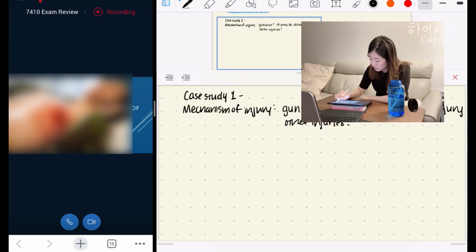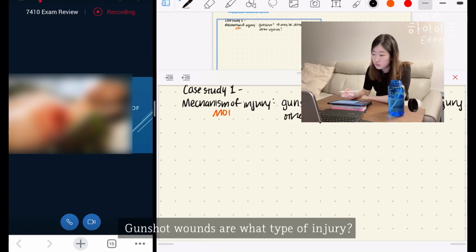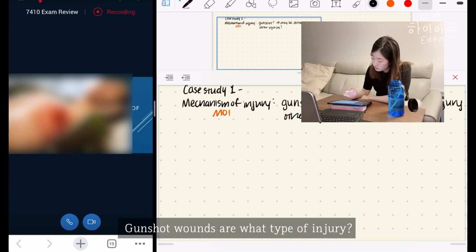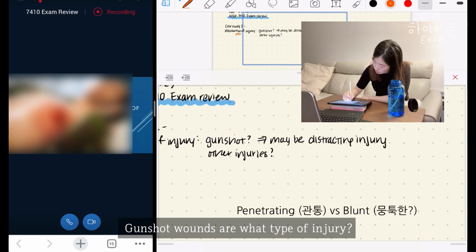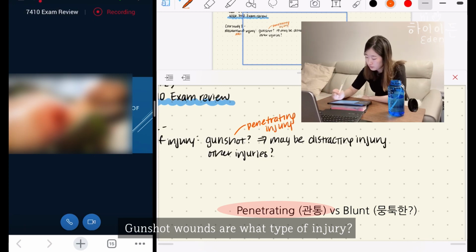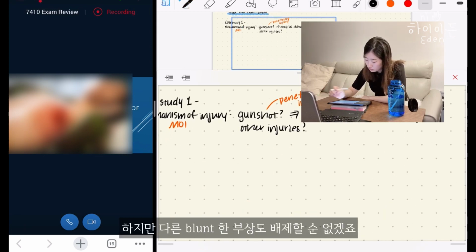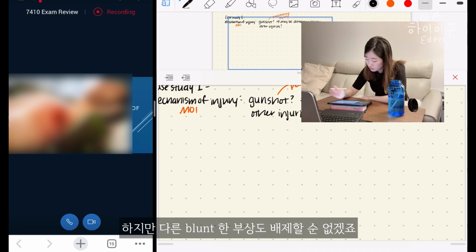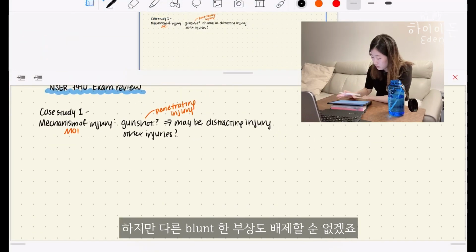Okay, and so just to give you a really clear picture, gunshot wounds are what type of injury? Are they penetrating or blunt? Perfect, yes. Not difficult here, not rocket science. Yes, so gunshot wounds are definitely penetrating injuries. But like we said, patients can have multiple injuries, so we can't at this point rule out that this patient doesn't have other blunt injuries from something else.